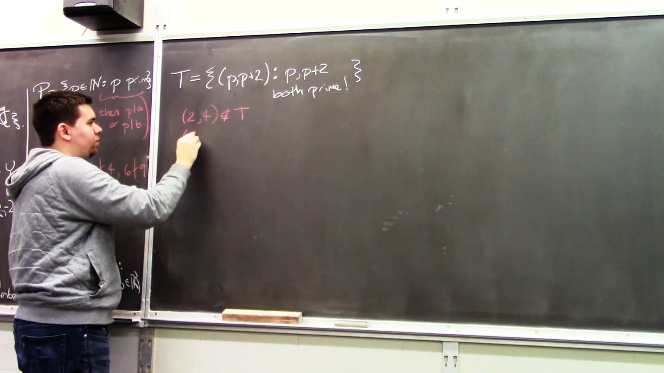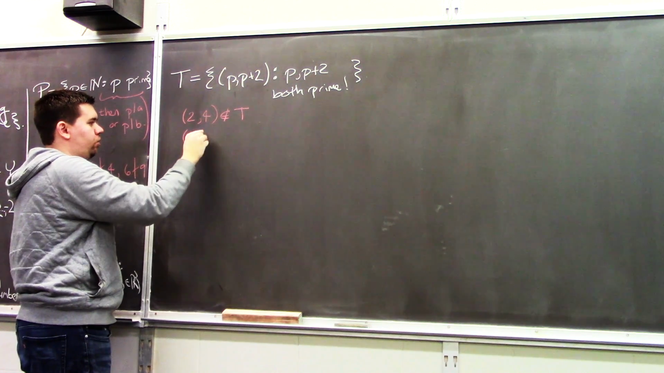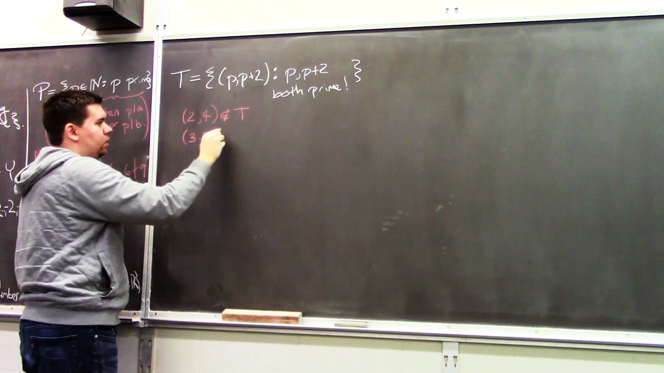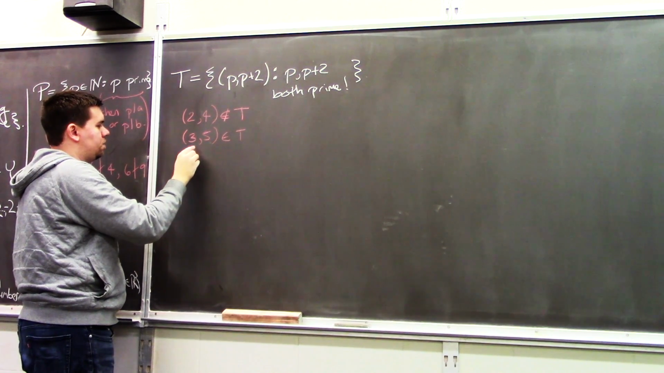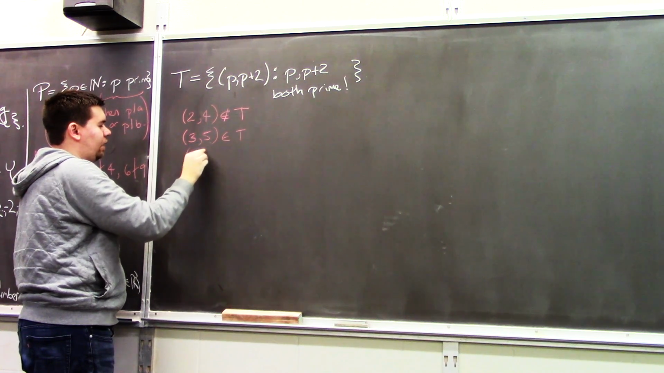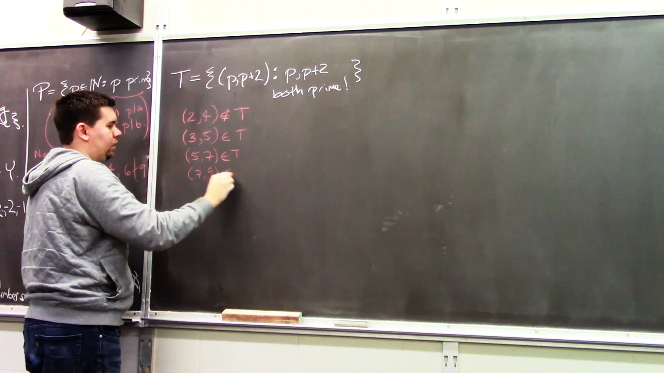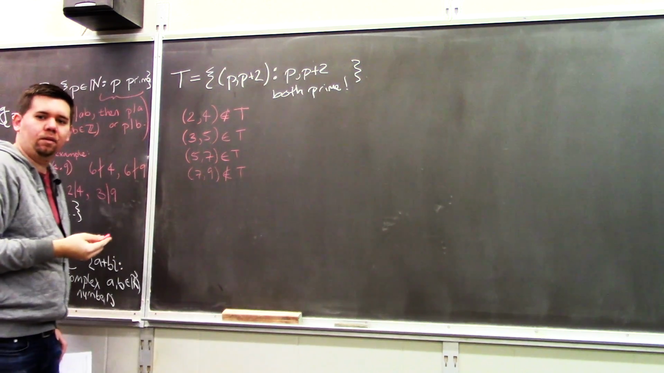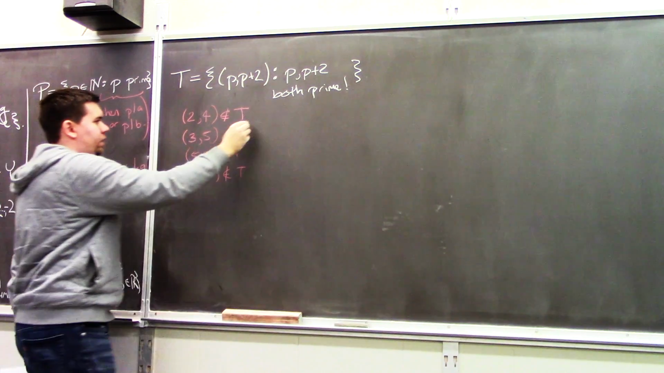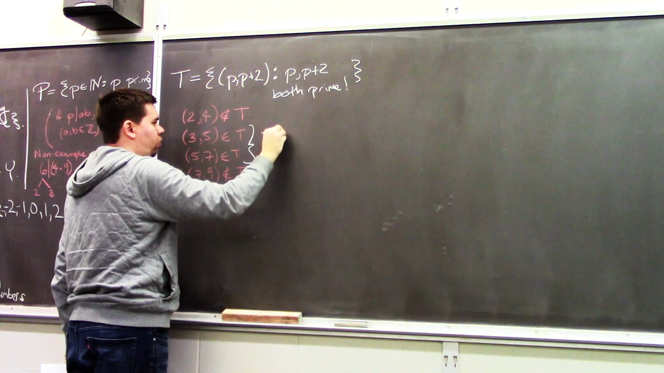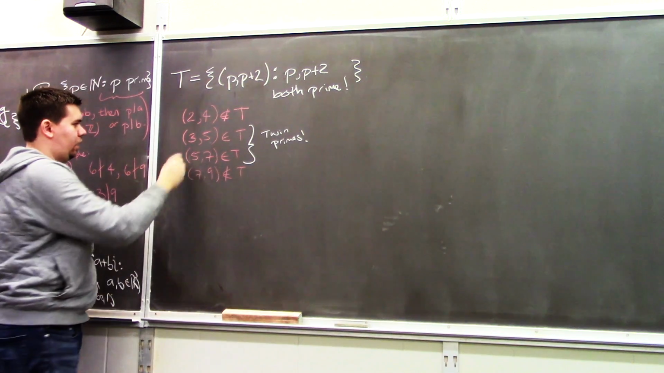If, however, you took a number like 3, and then 3 plus 2 is 5, well, those are both prime. So that would be in T. Or if you had 5 and 7, those are both in T. But 7 and 9 is not in T. These pairs of numbers, we call twin primes, because they come right next to each other.